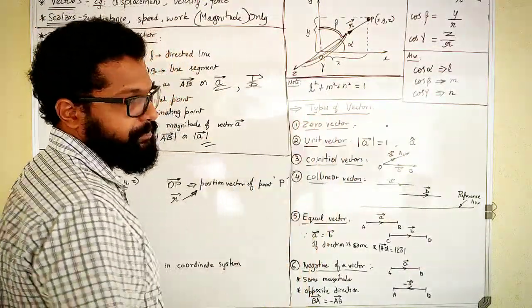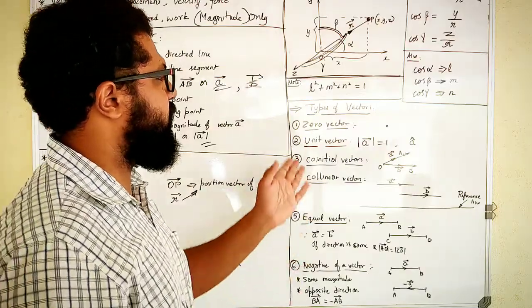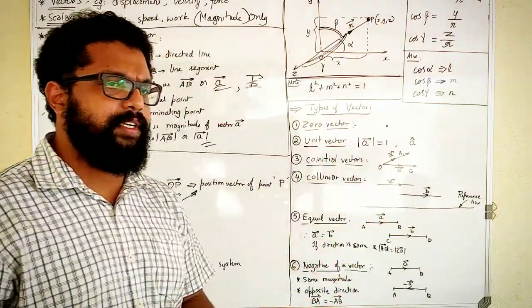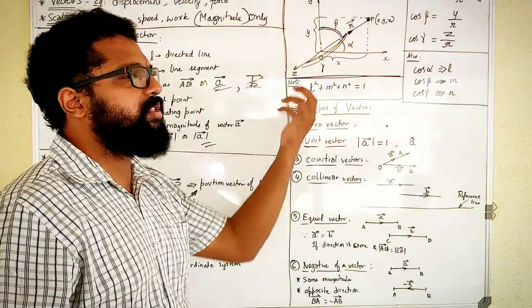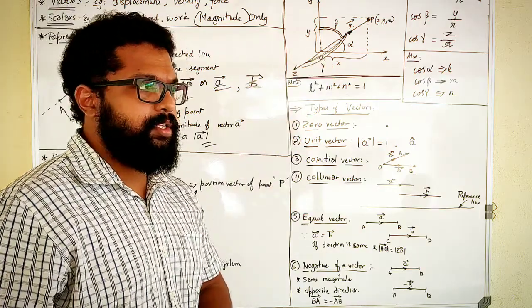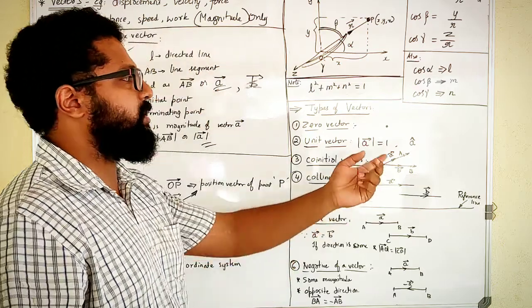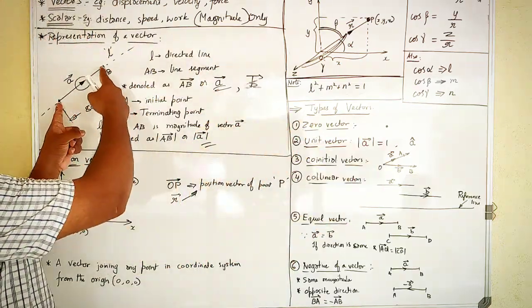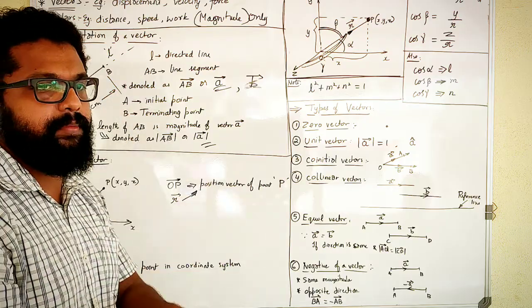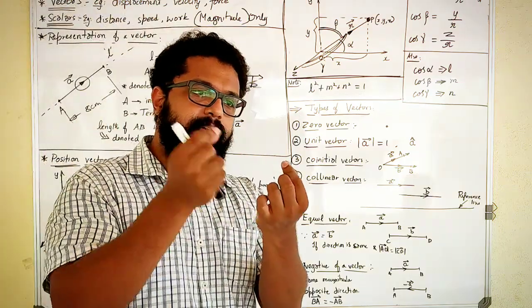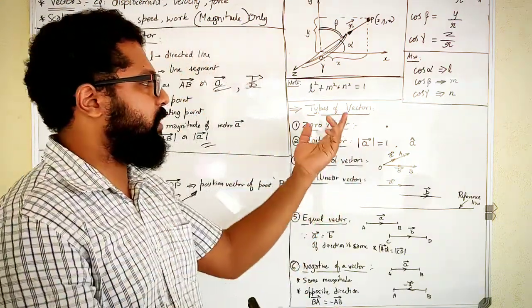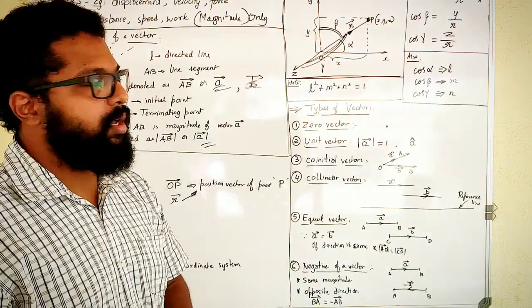Types of vectors. The first one, as the name itself tells, is the zero vector. Zero vector means a vector which has magnitude 0. In other words, its initial point and final or terminating point are one and the same. Such a type of vector is called a zero vector.